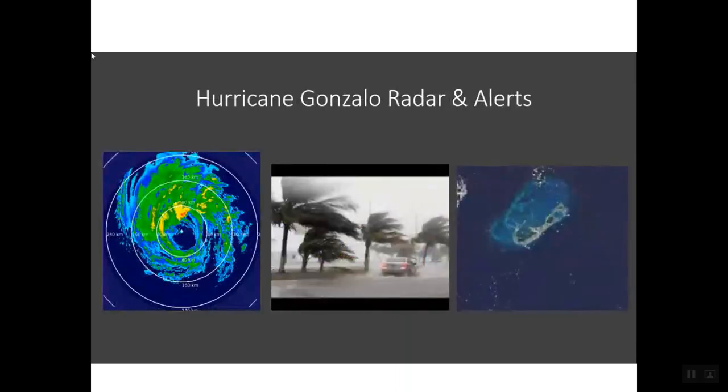Radar and alerts for Gonzalo, again, a stronger storm. As it moved into Bermuda, it's got a much more wrapped eye. The eye wall is certainly stronger. It's about 30 miles wide here. It did make landfall with additional flooding and winds as a Category 2 to a Category 3. It was right on the edge within about 3 miles per hour.